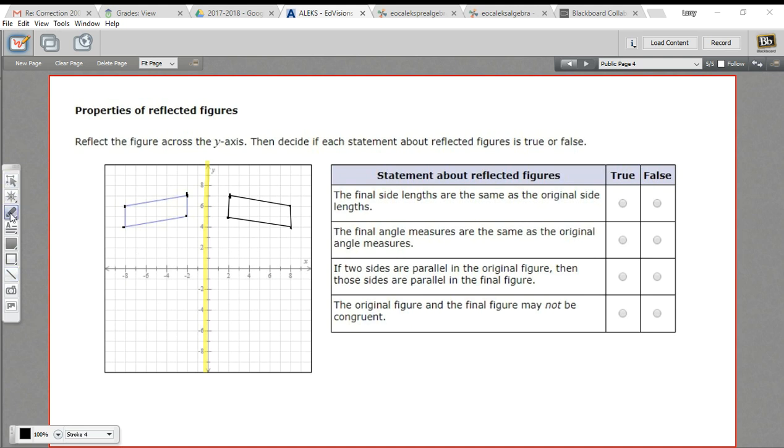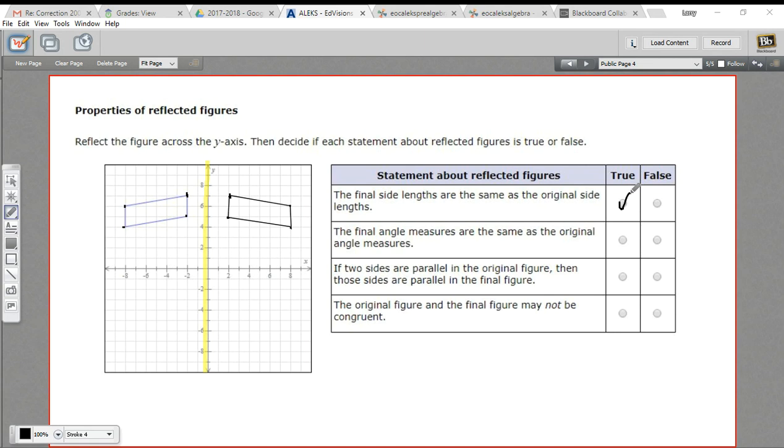Now let's take a look at these questions. The first one says the final side lengths are the same as the original side lengths. True or false? Well, that's going to be true because really when you reflect a figure, the shape is going to stay the same, including all the side lengths. You can just look at a couple here if you want to. This side length is 2, this side length is 2. Those are corresponding sides. This side length is 2, this side length is 2. So the side lengths are staying the same.